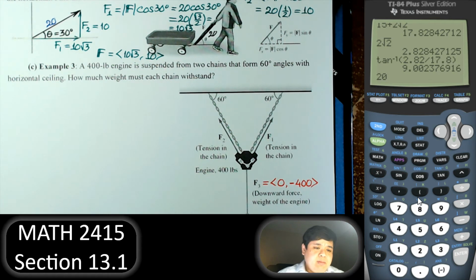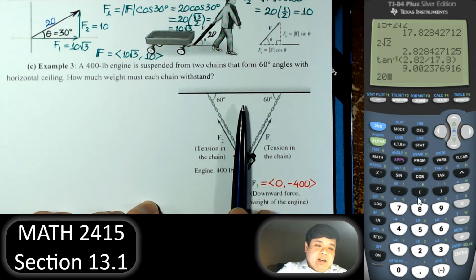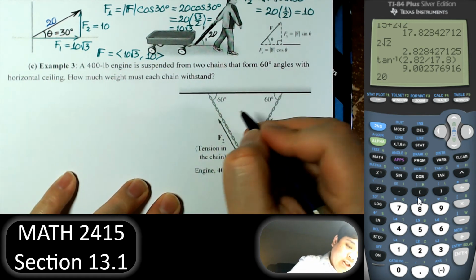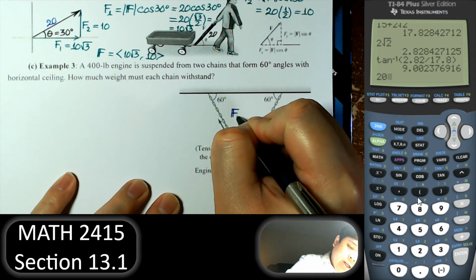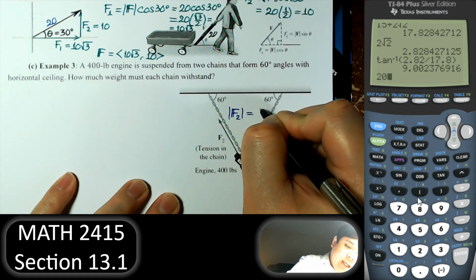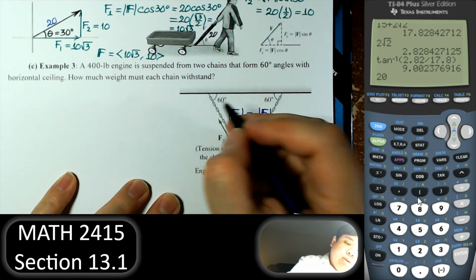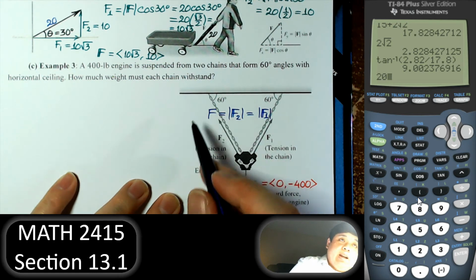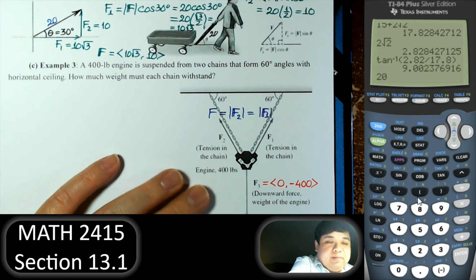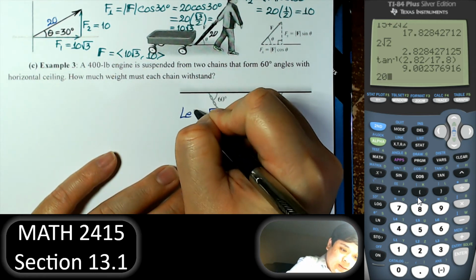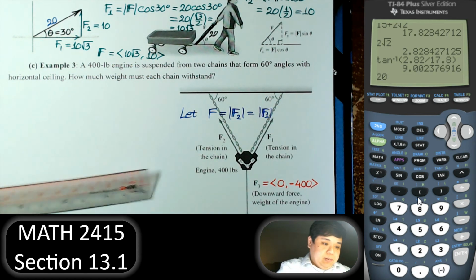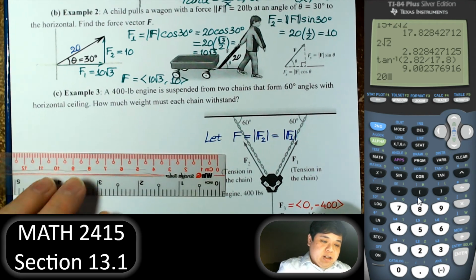Next. Because this is 60 degrees and this is 60 degrees, the magnitudes of F1 and F2 are equal. So we have the magnitude of F2 equal to the magnitude of F1. And for simplicity, let that equal just the regular F. Right. So in that case, let's decompose these two forces, F1 and F2.